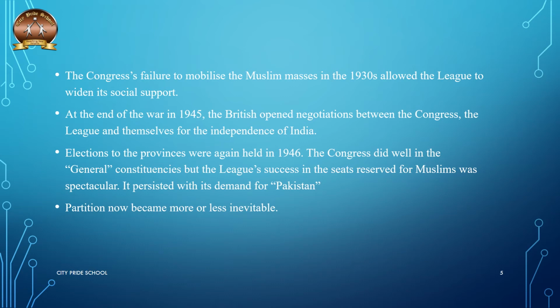And even in 1940s, they were able to extend their support when most of the Congress leaders were in jail. And children, at the end of the war in 1945, British opened negotiations between Congress, League and themselves for the independence of India. But these negotiations or talks failed because Congress didn't accept this claim. Only a large number of Muslims supported it. These talks failed because the League saw itself as the sole spokesperson of India's Muslims.